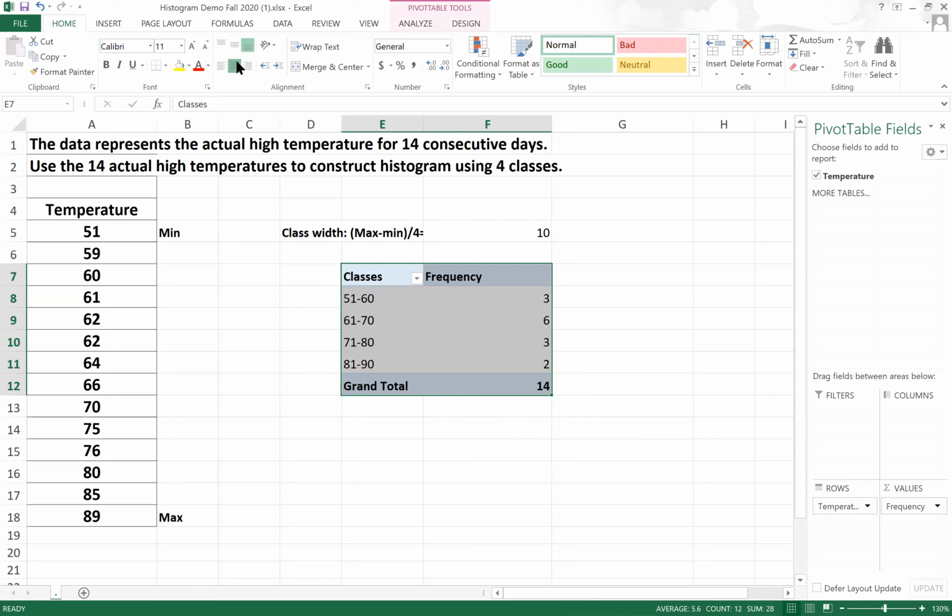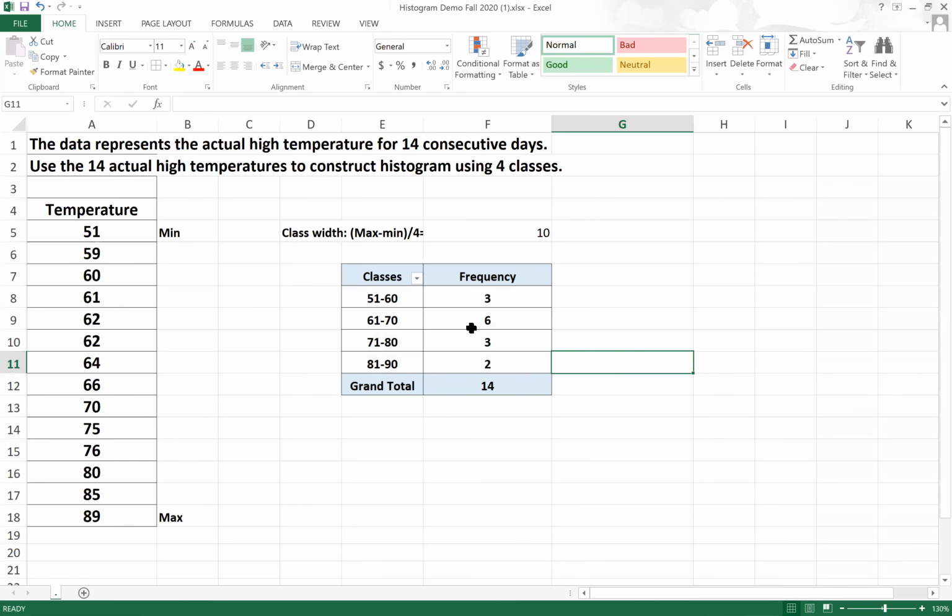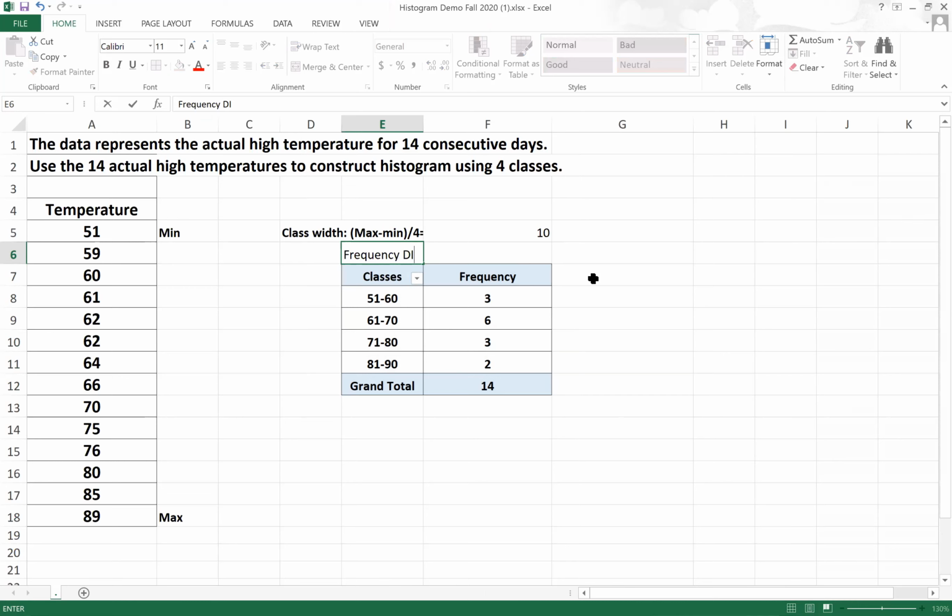We know that the sample size is 14, then this is good, meaning the table is pretty good. So now again, we'll format it a little bit, make it bold, and put in all borders. Okay. Now we have this frequency distribution table ready to work.